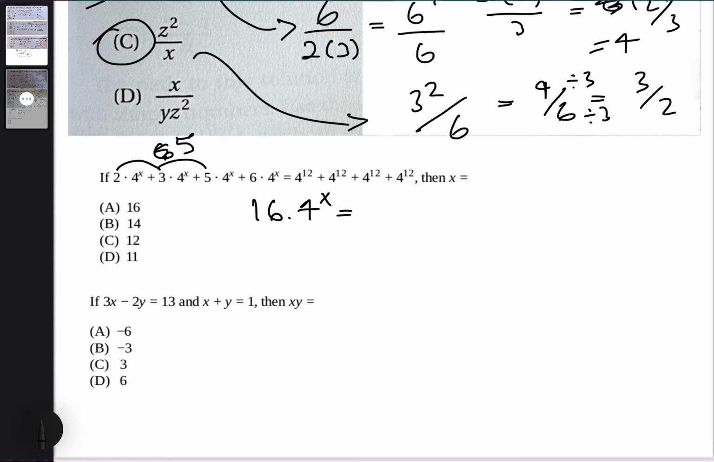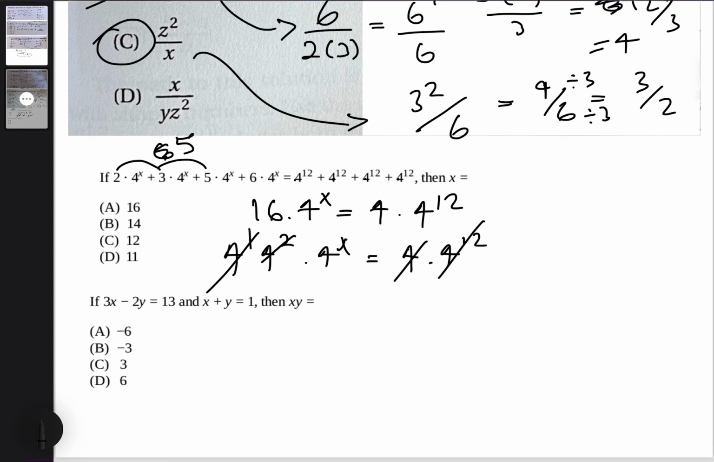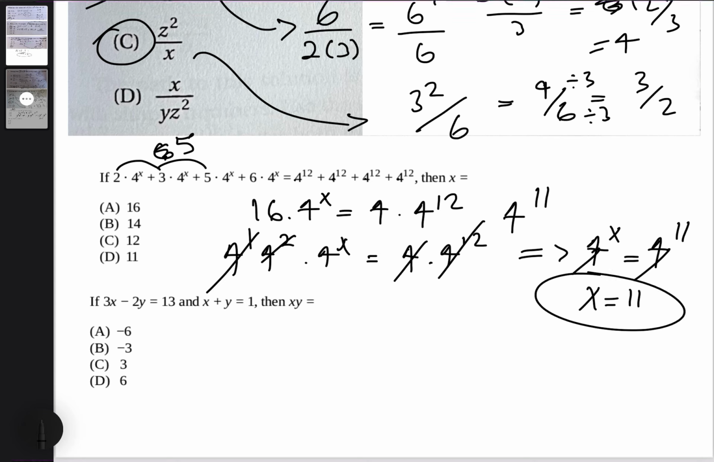So you get 16 times 4 to the power of x equals, how many 4 to the power of 12s do we have there? We have 1, 2, 3, 4. So we can just say that that's just 4 times 4 to the power of 12 on the other side. Now, we know 16 is 4 to the power of 2, right? So we can just cancel out the powers there. We can cancel out this one with this one. We're going to get 4 to the power of 1. And 4 to the power of 1 gets canceled out with this one to give us 4 to the power of 11. So now we're left with 4 to the power of x equals 4 to the power of 11. The 4's cancel out, and x equals 11.